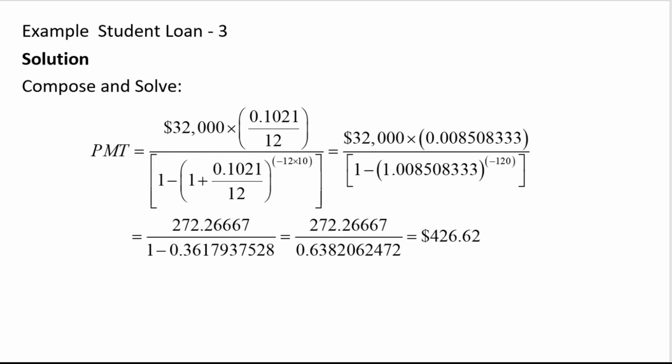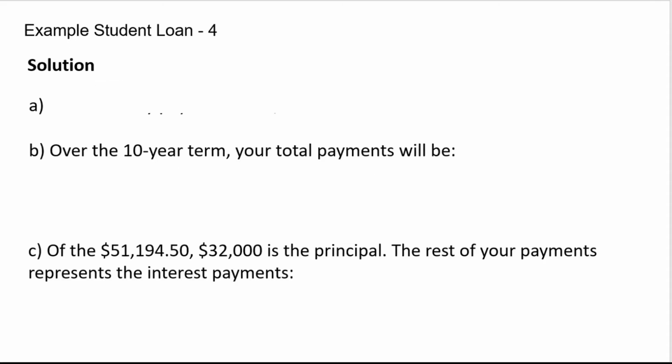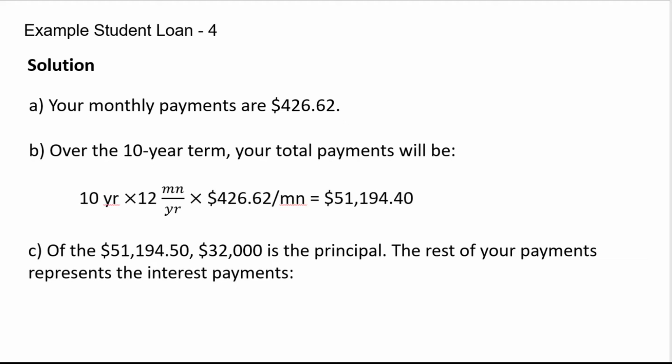Perform the division, and roughly you get 426.62. So your answer is, you will pay $426.62 per month for 10 years on your loan. Let's answer the parts. A, we've already answered. Your monthly payments are $426.62. B, over the 10-year term, the total of your payments will be, let's take the 10 years times 12 times your monthly payment of $426.62.